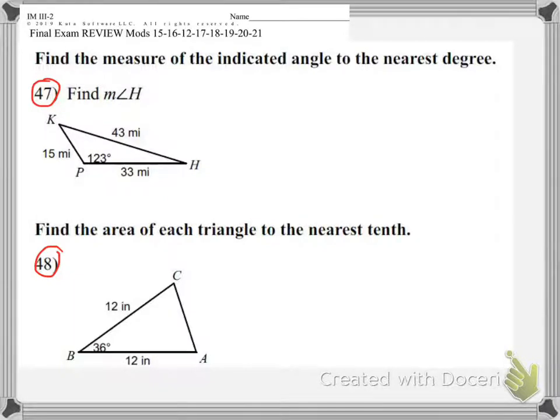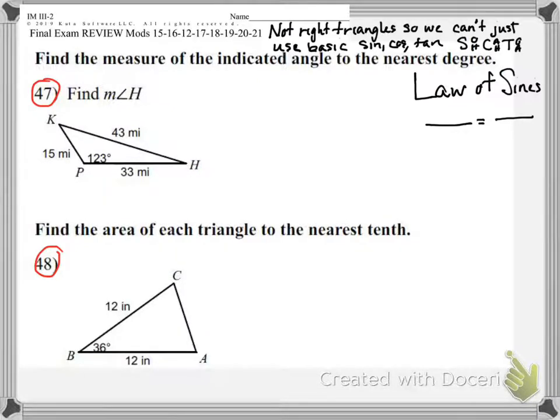So these are going to use not just basic sine, cosine, and tangent, because these are not right angles. Instead of using the basic sine, cosine, tangent, SOHCAHTOA stuff, we're going to use what we call law of sines. And law of sines starts with two fractions, and it has the sine of an angle over the side that's opposite to that angle. It has the sine of an angle over the side that's opposite to that angle.